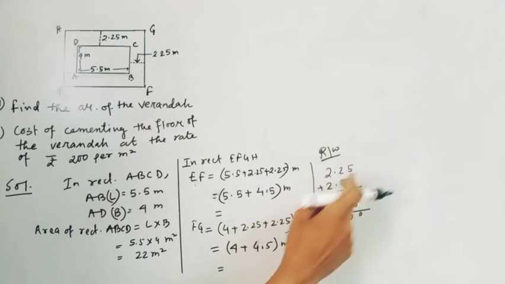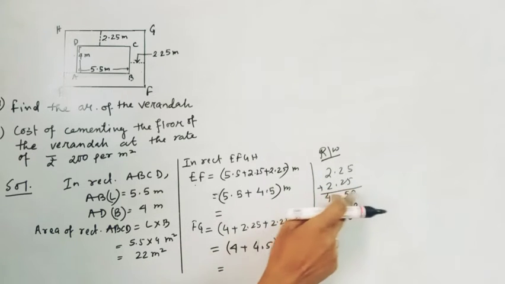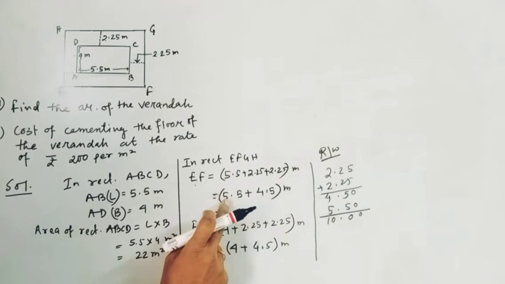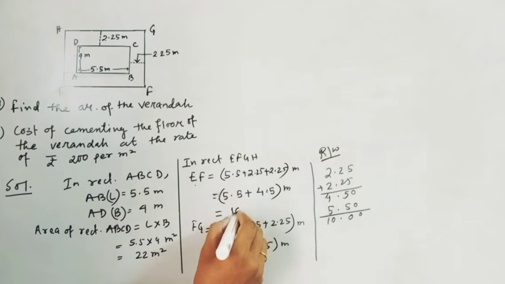So 2.25 plus 2.25 is 4.5, and then adding 5.5, it will become 10 meter. See this addition.